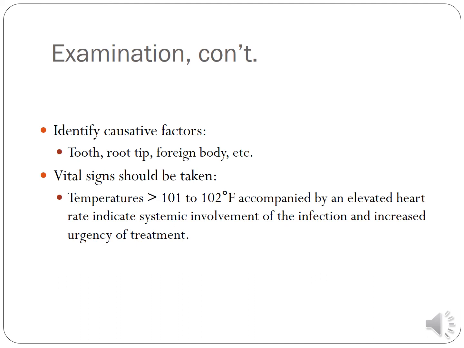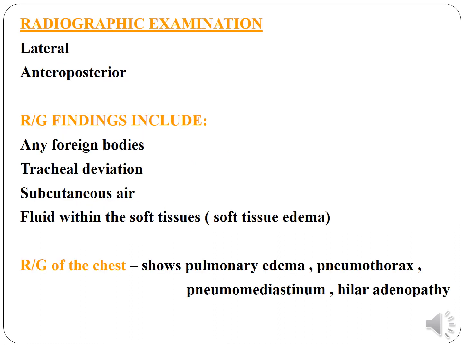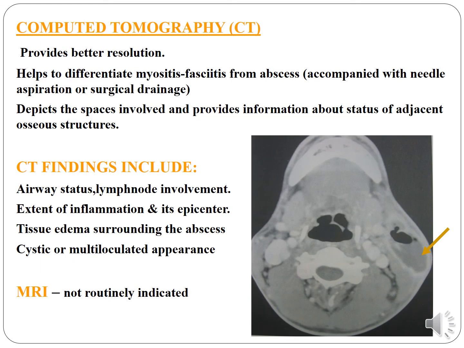Identify the causative factor like a tooth, root tip, or foreign body. Vital signs should be taken. Temperature more than 101 to 102, accompanied by elevated heart rate, indicates systemic involvement of infection and increased urgency of treatment. Lateral and anteroposterior radiographic investigation should be done. Look for any foreign body, tracheal deviation, subcutaneous air, fluid in the soft tissue. Look for pulmonary edema, pneumothorax, mediastinum, or hilar adenopathy. These are the computed tomography images.